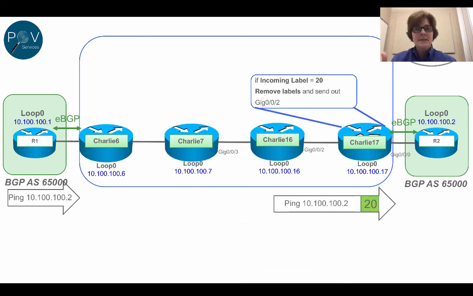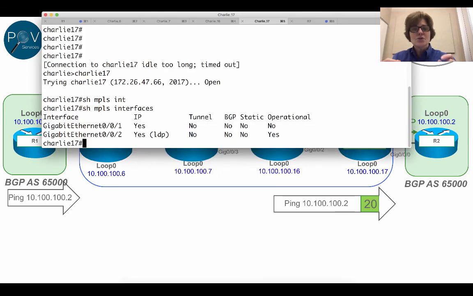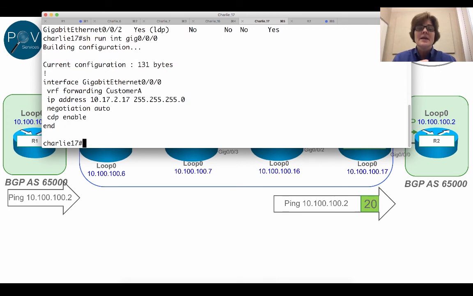So as you can see, Charlie17 has a connection to R2 via gigabit 0/0/0. But if we look, Charlie17 does not have an MPLS neighbor connected to gigabit 0/0/0. In fact, if we look at interface gigabit 0/0/0, MPLS isn't even enabled, which means that I can't send out anything with a label out that interface.